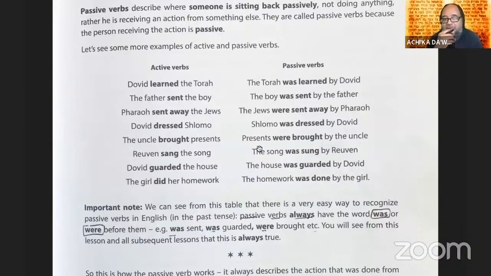So here's some more examples about active and passive verbs. If you look at it, it says, Dawid, he learned the Torah. The action is learned. The subject is Dawid and the object is the Torah. That's what he learned. Now, if I said it passively, all I'm doing is reversing the sentence. I'm going, the Torah was learned. I'll show it to you. Dawid learned the Torah. The Torah was learned by Dawid. See that? I don't even have to go over here. I don't even have to look at this.